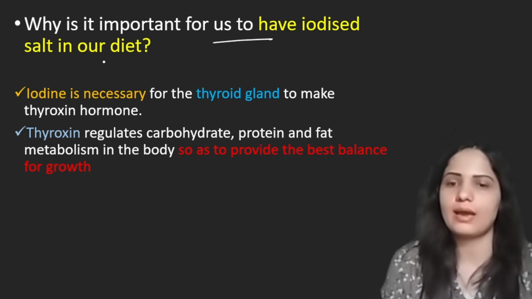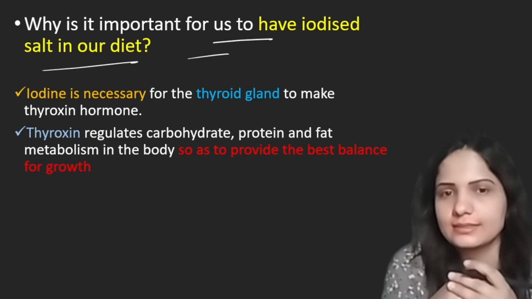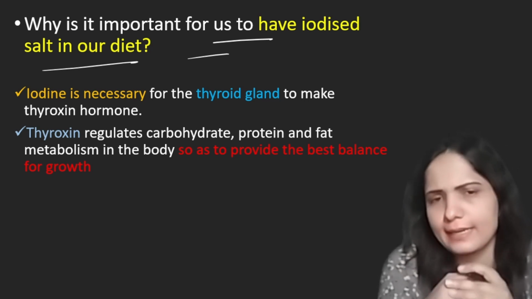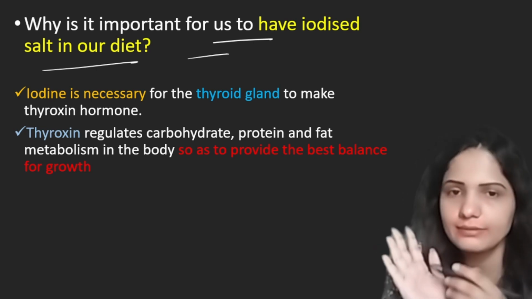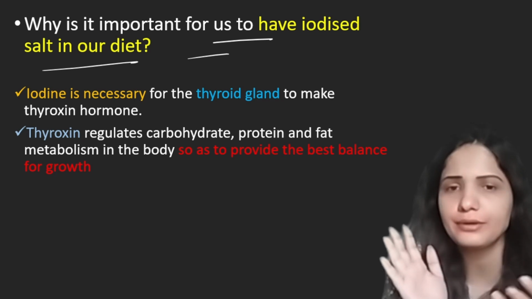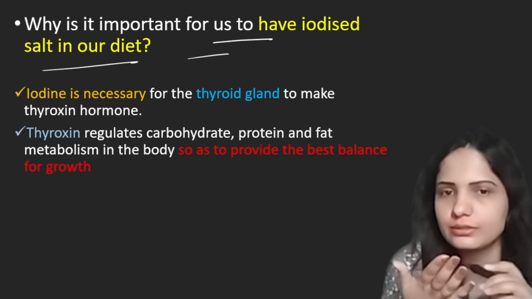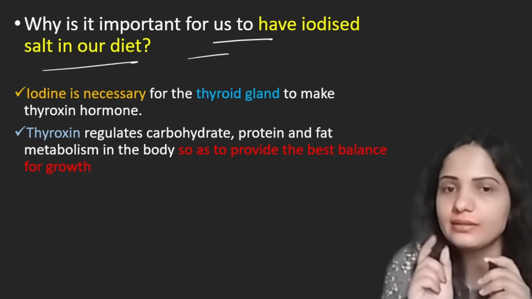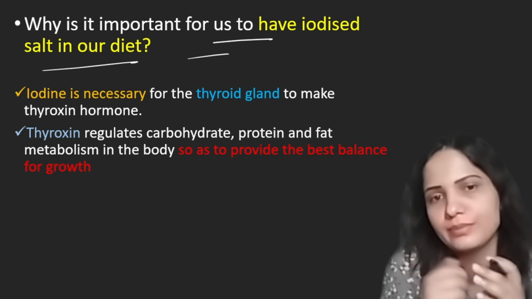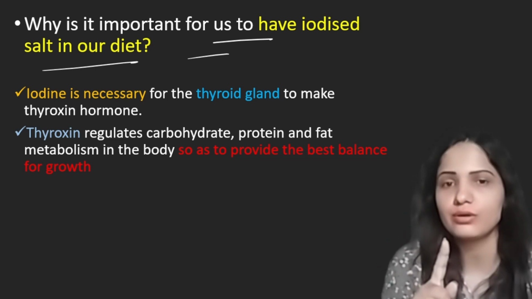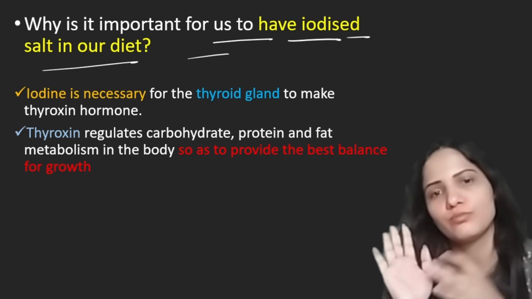Why is it important for us to have iodized salt in our diet? If you see an ad for salt, what do they tell us? Companies try to tell us that our salt contains iodine. They give this ad that this salt is higher in iodine content. Next time you buy any salt, try to read the contents on the salt. You will find iodine there. Iodine is the main content of salt which we take in our diet, in our food. So the best salt is the one which contains iodine, and companies advertise their salt as more iodized.